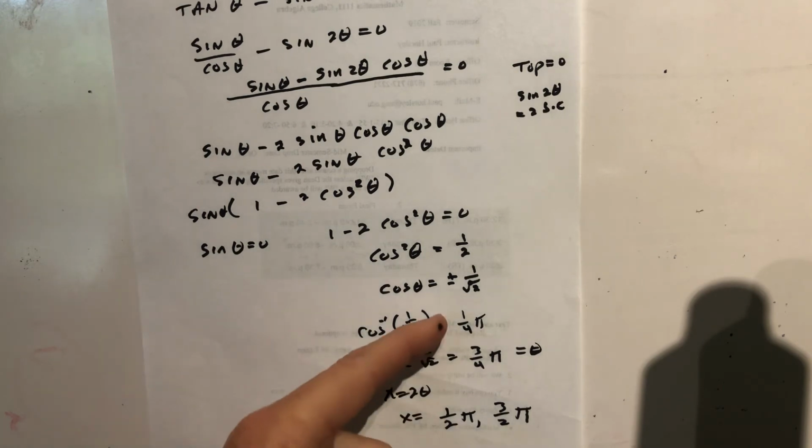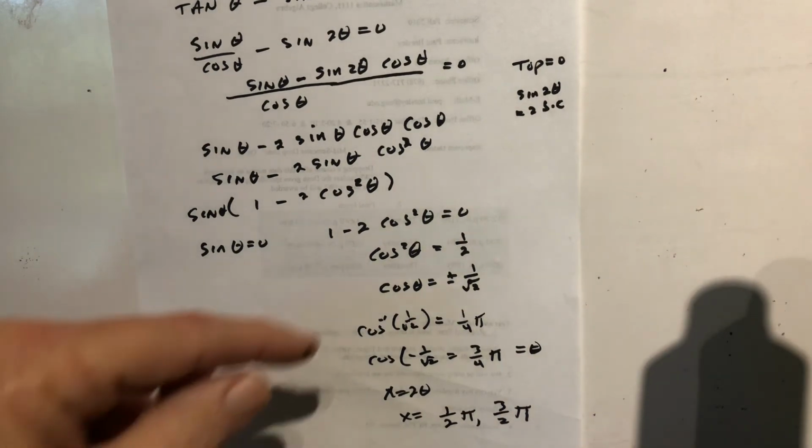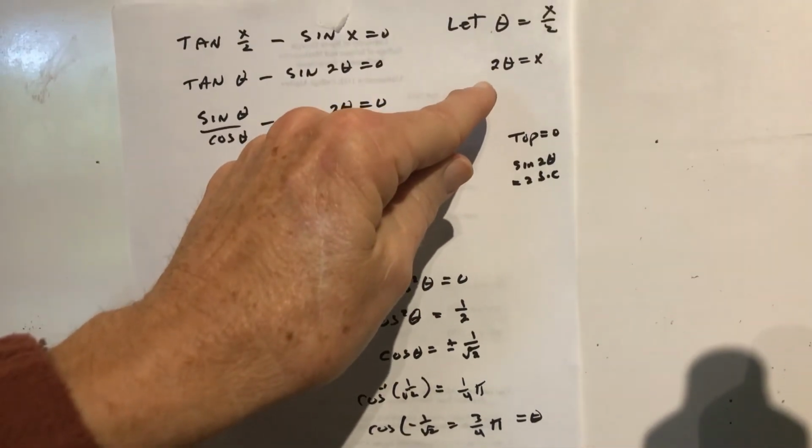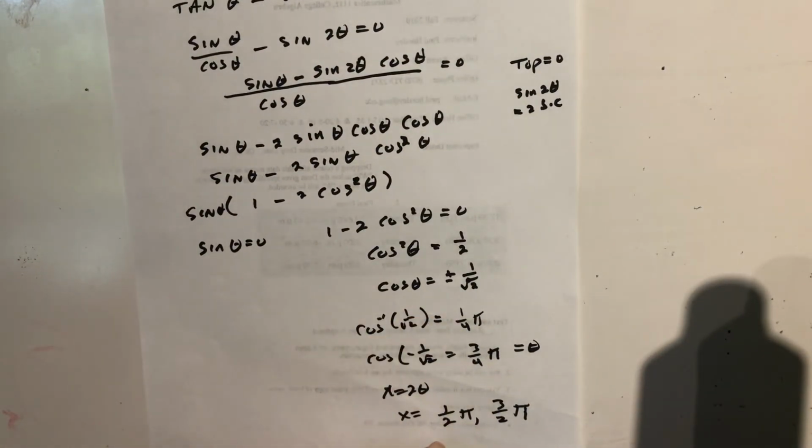And I ended up with 1/4 pi and 3/4 pi, but that's for theta. I'm going to go back to the top. To change theta back to x, we have to double the theta. So double the 1/4 gives us a half, double the 3/4 gives us 3/2 pi. Those are our answers.